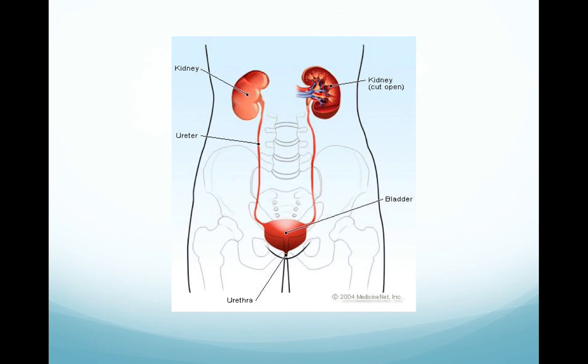Each kidney is connected to a ureter. The renal pelvis actually dumps into the ureter, and the ureter takes the urine to the urinary bladder where it is stored, and then urine is voided through the urethra from the bladder to the outside world.